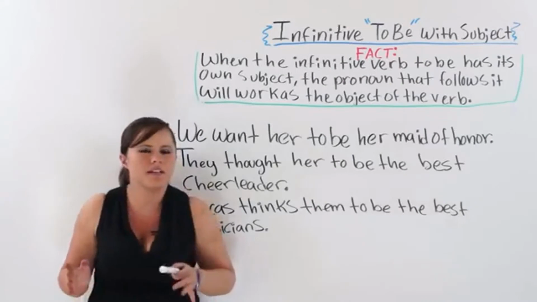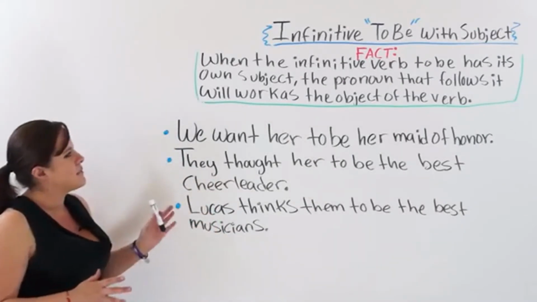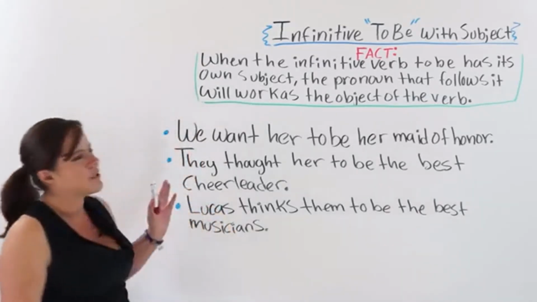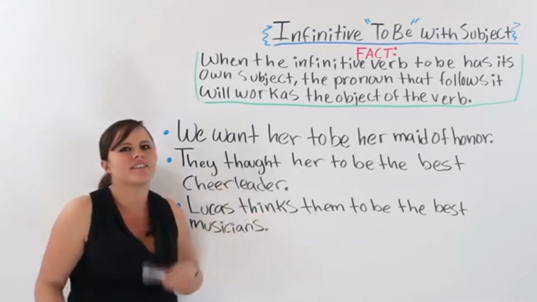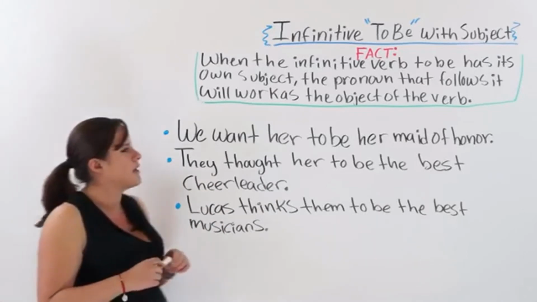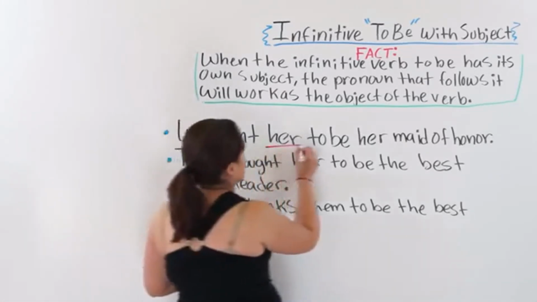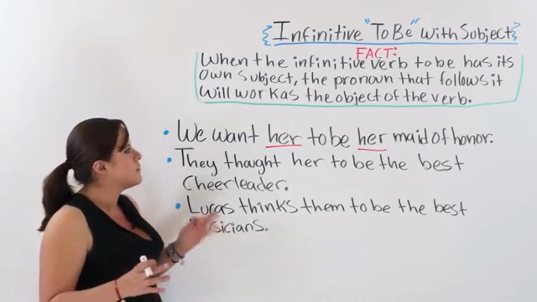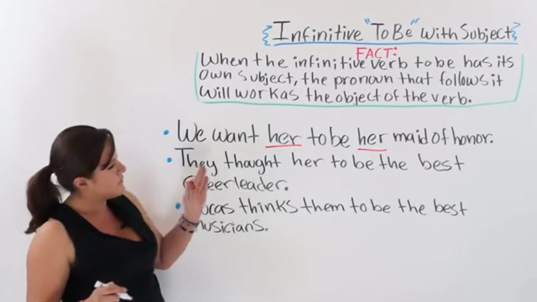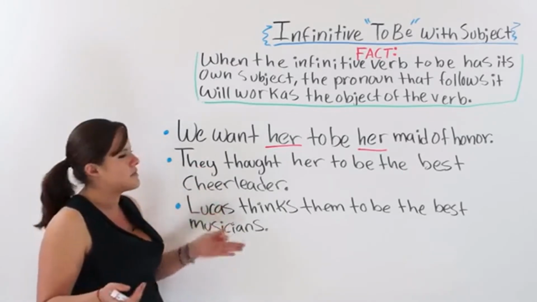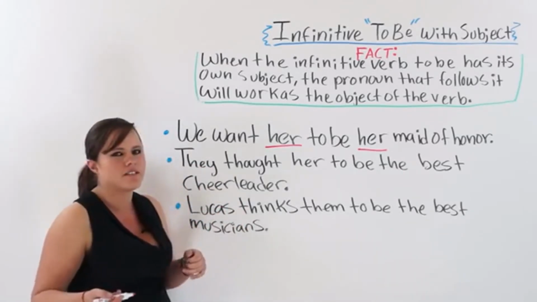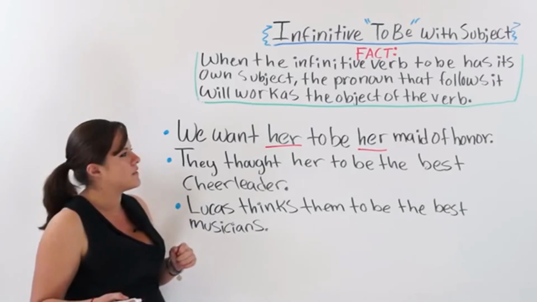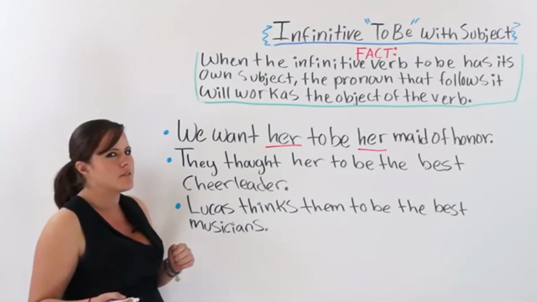Now you are going to help me identify the object of the verb, which is usually an object pronoun when we are using the infinitive to be. All right? So the first one says, we want her to be her maid of honor. As you can see, these 2 pronouns look exactly the same, but one of them is working as the subject of the infinitive, and the other one is working as the object. Which one do you think is the object pronoun?